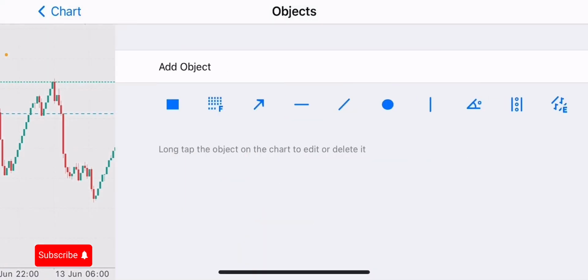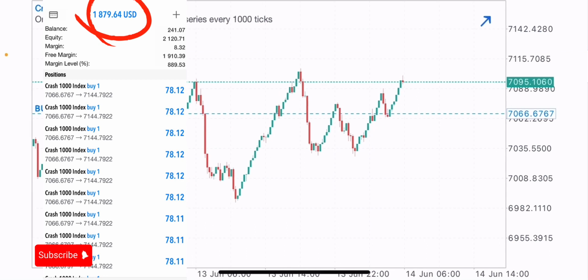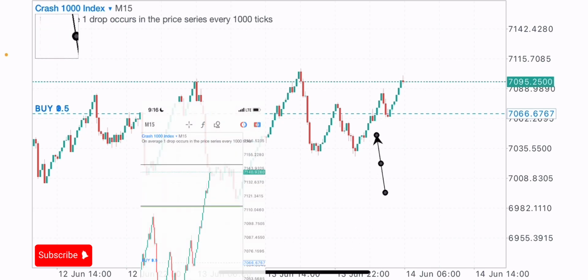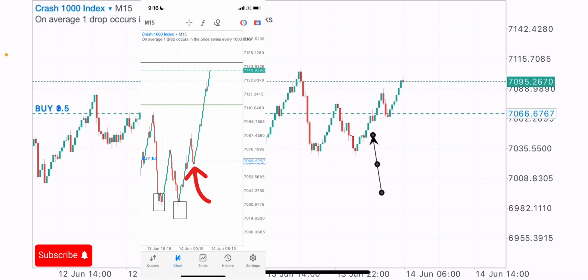So I took a trade on Cash 1000 Index at this zone. Basically, I took a buy trade at this point and we can see I'm making a good profit. So I'll be sharing with you guys my entry strategy, how I was able to get into this trade. I'll be sharing the strategy I'm using for this trade approach in this video.